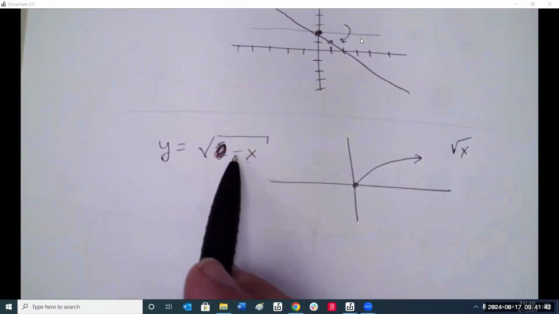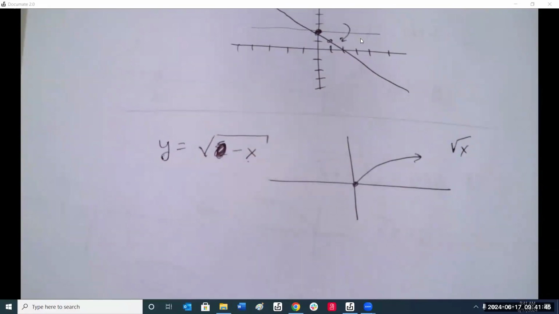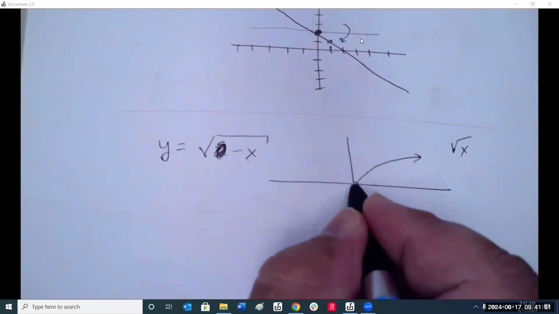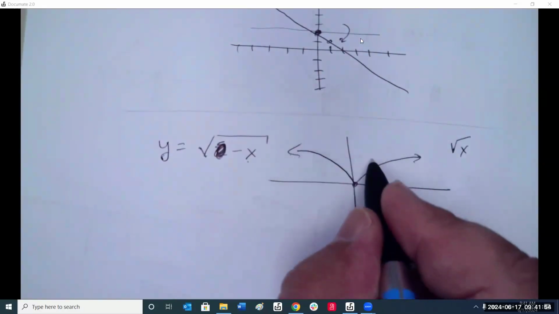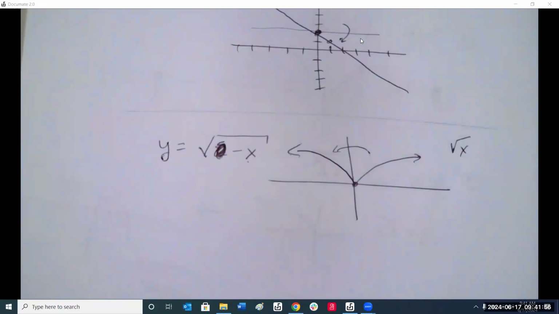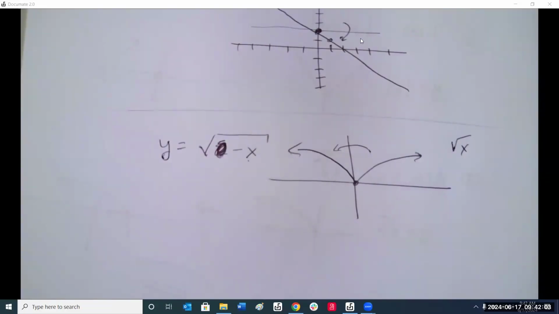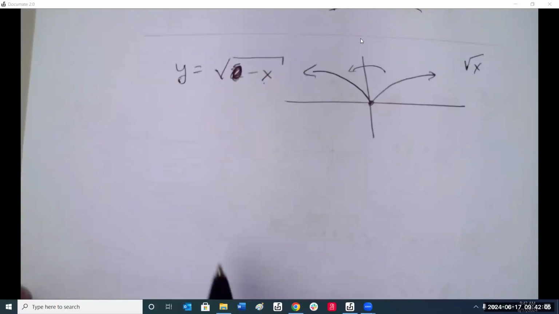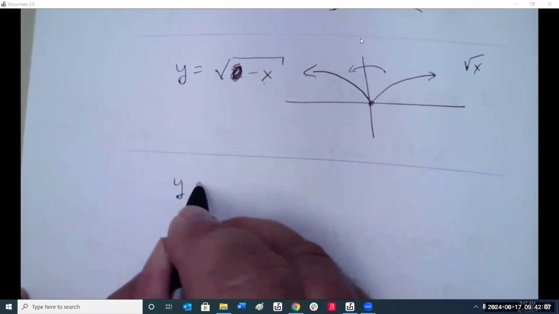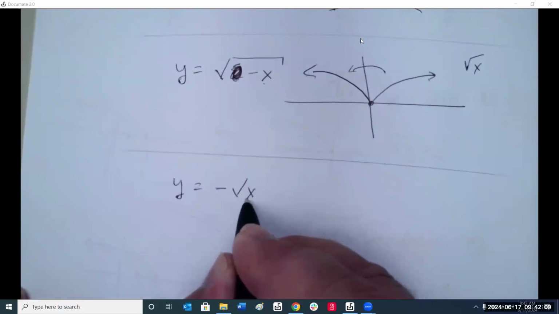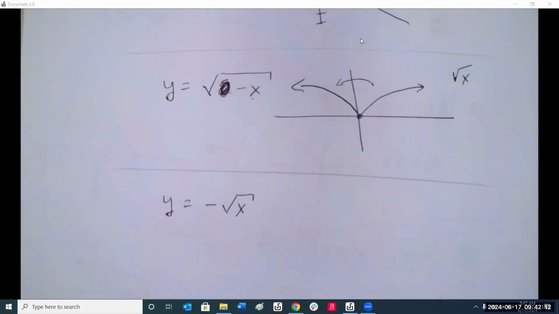What does X have to be to cancel that negative? Has to be a negative. Negative times negative is a positive. So what we have to do here is now this graph flips across the y-axis. It's a horizontal flip because it happens inside the function. As opposed to this. It happens outside the function.